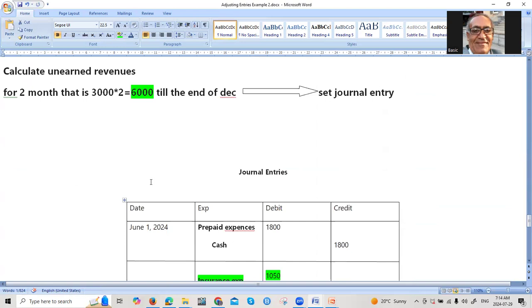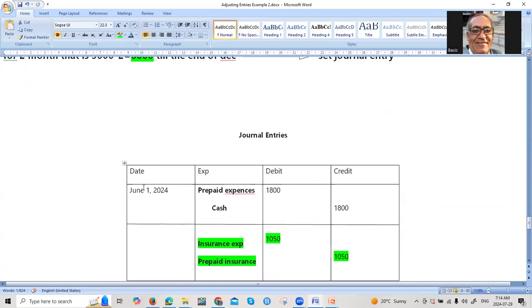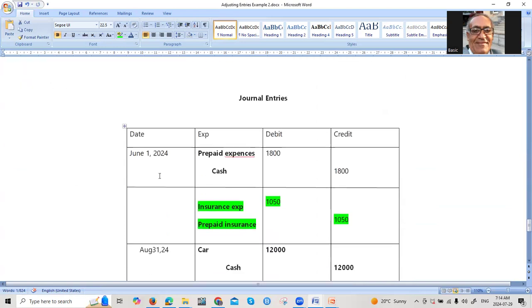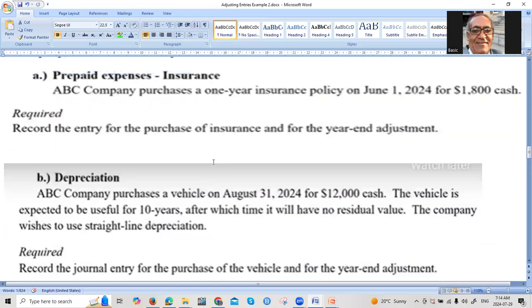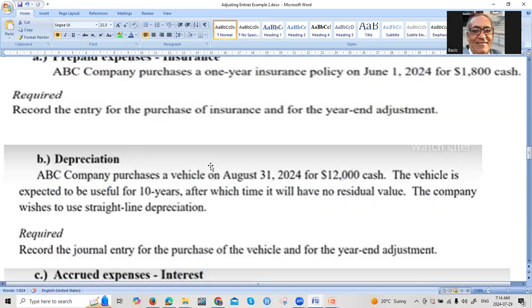Every time in the adjustment entries, what we do, first of all, we split what belongs to the year from what does not belong to the year. We have to separate between what is related to this year and what is not. Second thing, we put this in the journal entries. Of course, the whole contract must be recorded, the whole transaction.